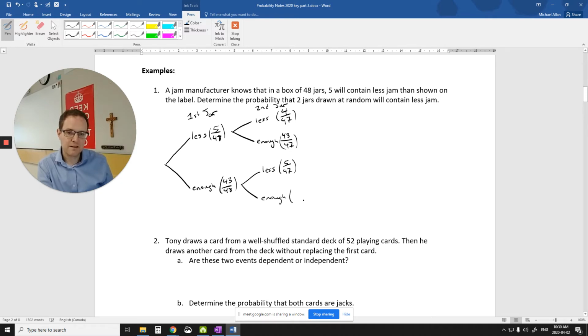Okay. Now this one here, I pulled out enough. So I took out one of those enough ones and it just has enough. I put it on the side. That means there's one less. So I'm going to have a 42 here. And then on the bottom, I still have 47. Okay, so these are all the probabilities.